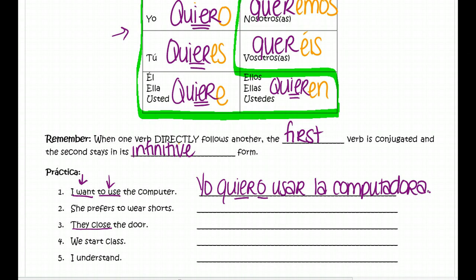So what I would like you to do is complete numbers 2 through 5, translate them into Spanish. These are all boot verbs, so make sure that you're cautious to change your E to an IE in all of the forms within the boot.